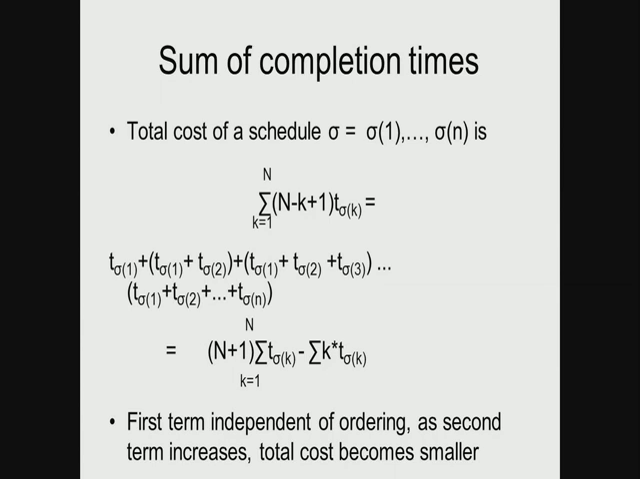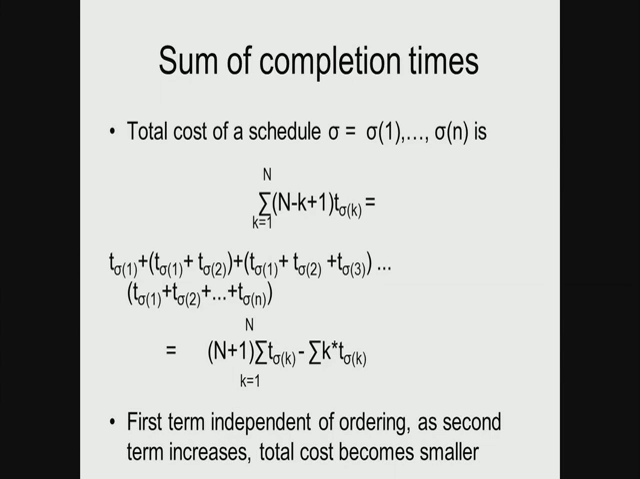If we rewrite this summation by adding and subtracting a few terms, we get the third term in the whole equality sequence, which is viewed as two summations. Observe that the first summation, which is n plus 1 multiplied by the summation of the processing times of the n jobs, that is the first term, minus the summation of k times T sigma of k, that is the processing time of the kth job. Observe that the first term is independent of the schedule and the second term really is very dependent on the schedule.